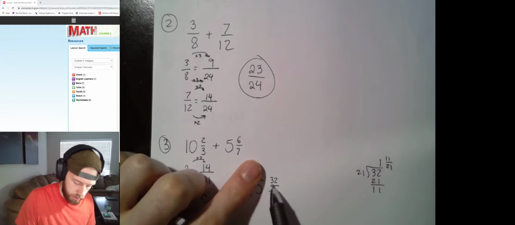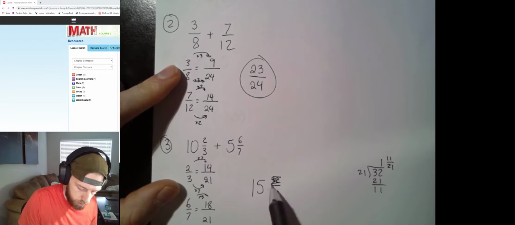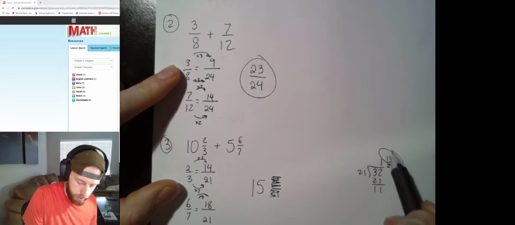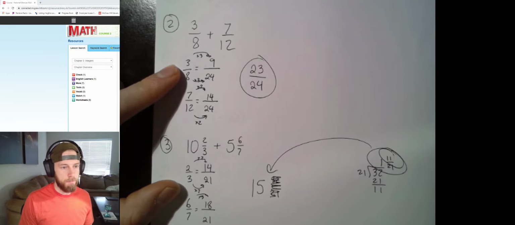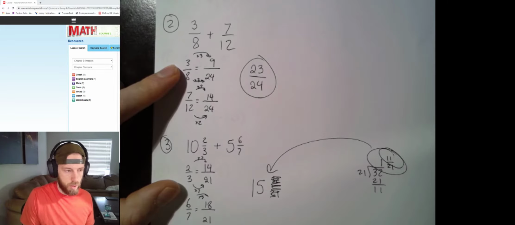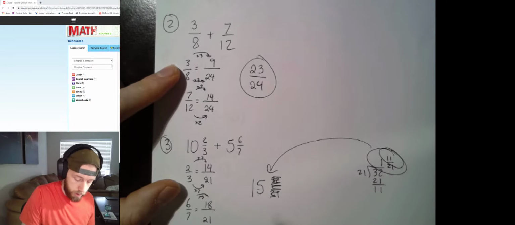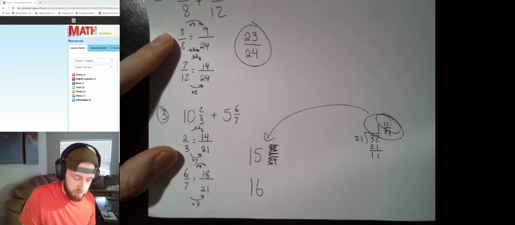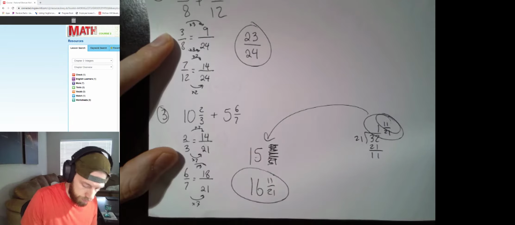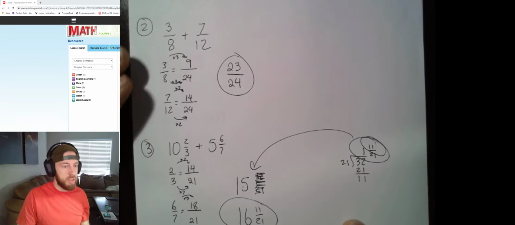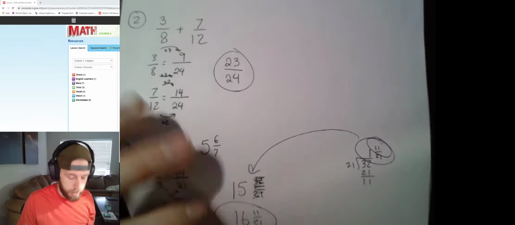Next, since that's what this fraction right here is, I have to make sure to add this whole thing to my 15. So it's 15 plus 1 and 11 over 21. Well, we can add the whole numbers together. 1 plus the 15 makes 16. And then our fraction, 11 over 21. There we go. The answer is 16 and 11 over 21, and that is in simplest form.